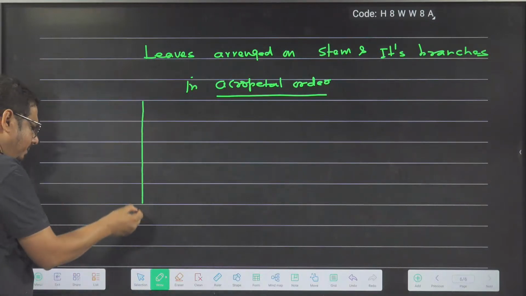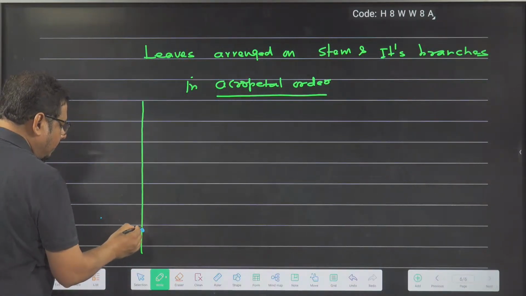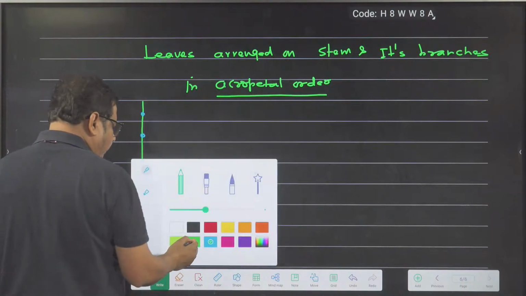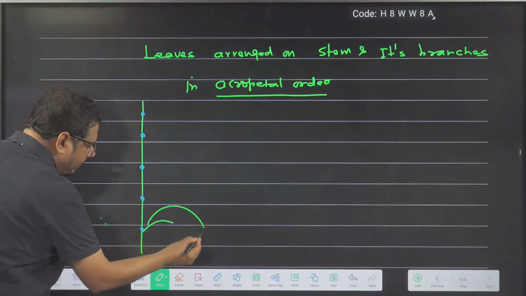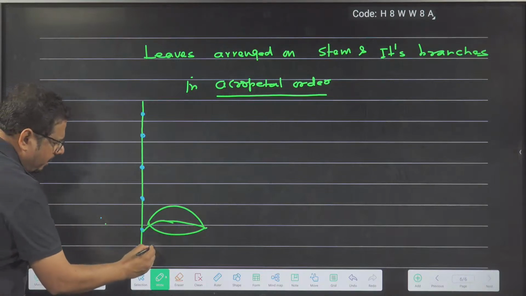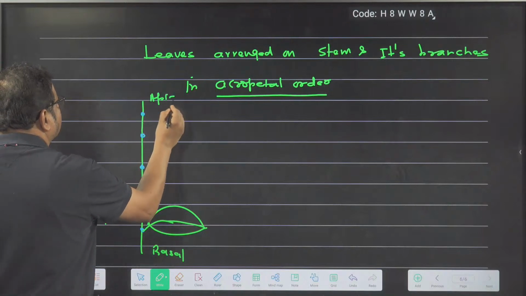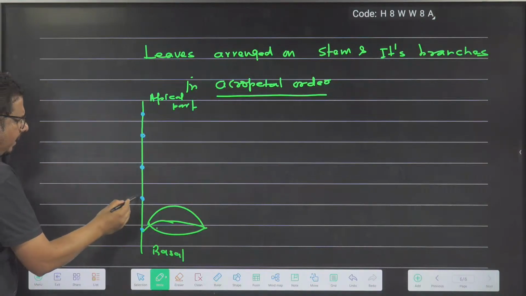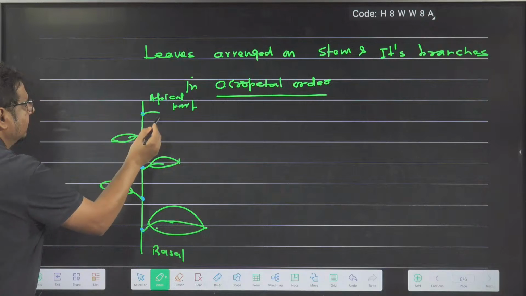Suppose that this is a stem, and on this stem these are the nodes, and from the nodes leaf will arise. Just give your attention. I am drawing the leaf, a lateral flattened green structure. This is the basal part of the stem, and this is the apical part. So what we are finding: this is one leaf, this is another leaf, another leaf, another leaf.